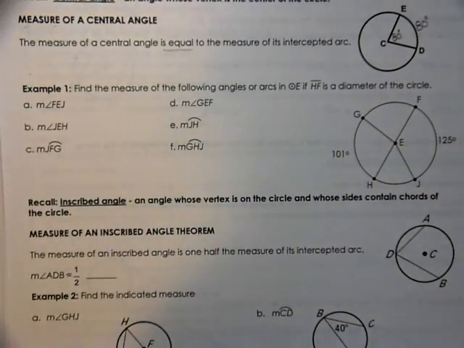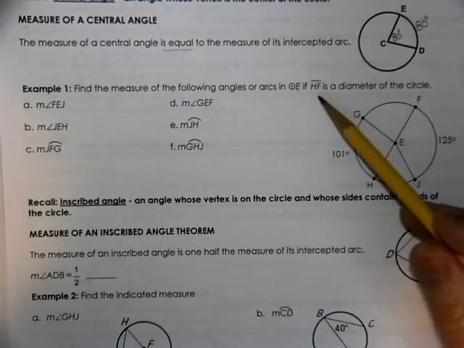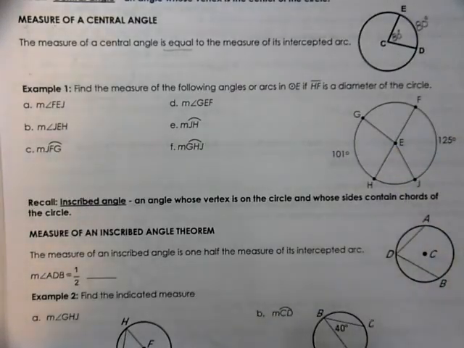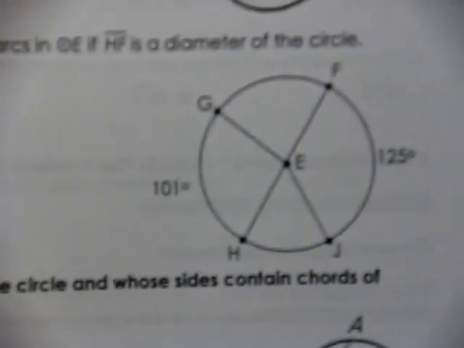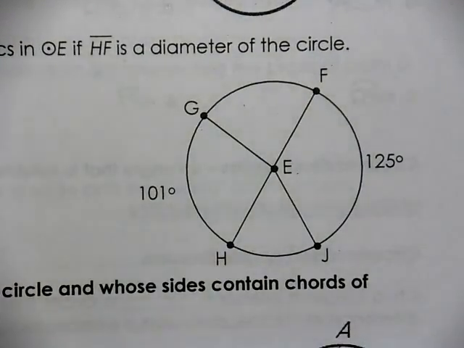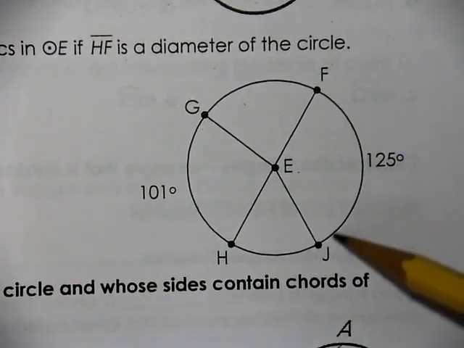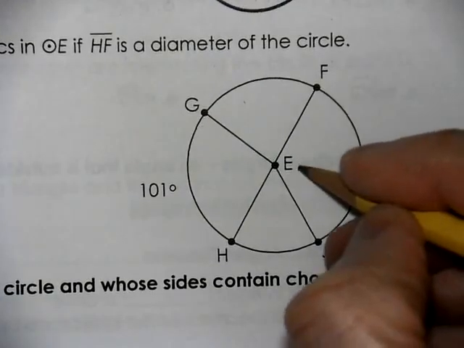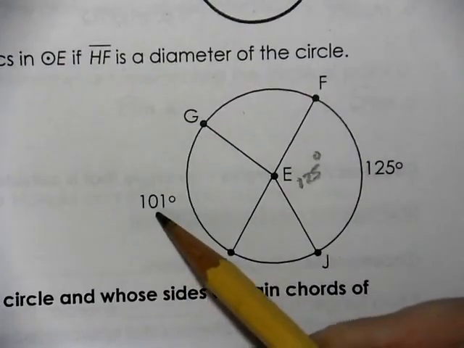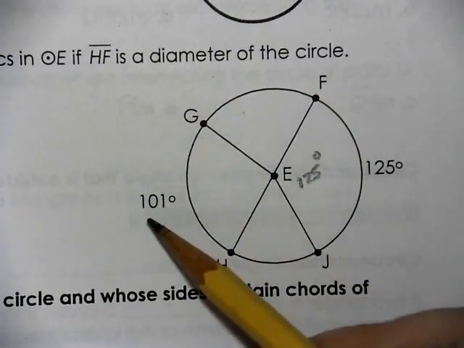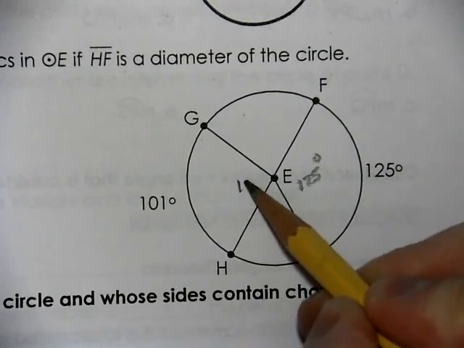Find the measure of the following angles or arcs in circle E. We know that HF is a diameter. So what I'd suggest is to start out with the figure and find all of the pieces of it and then worry about answering the questions. Here we have our arc, so the central angle is going to be the same measure. On this side we have an arc of 101, so the central angle is the same.